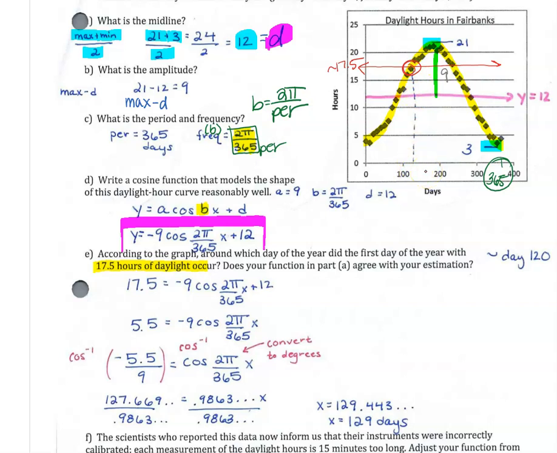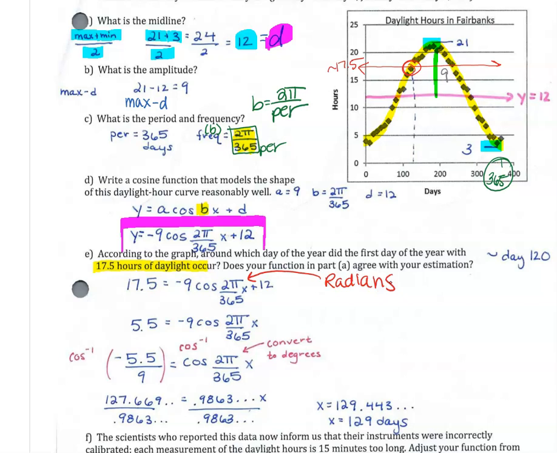Let's actually find where that is based on our model. If we plug 17.5 in for our hours, our y, I'm looking to solve for x here. Something to note is that this 2 pi over 365 is a frequency in terms of radians.